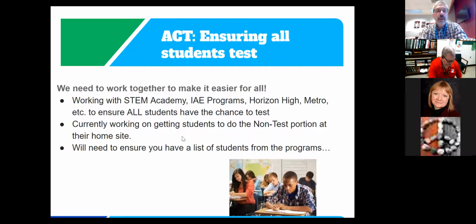So with all those sites also working right now, the students will do the non-test portion at their current location, which I'm calling their home site, not at yours, so you don't have to worry about that. If anyone is in a program that is listed here or not listed here, that they're elsewhere, please keep in mind that I'm working hard to ensure that they get that pre-testing material done there, that you don't have to worry about it. We'll make sure that you do get a list of students from each of these programs, and I'll try and get that to you as soon as possible so that you can get that ironed out.